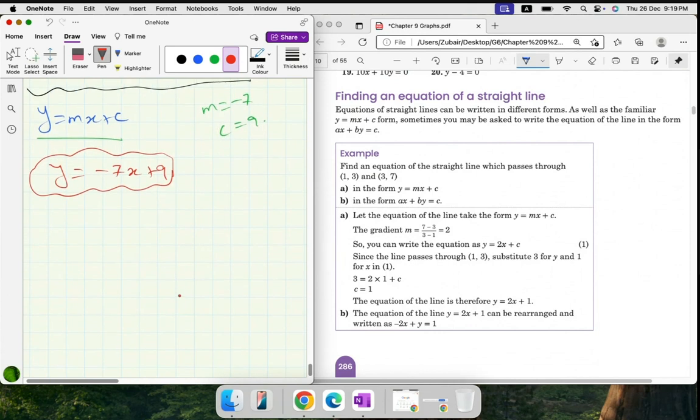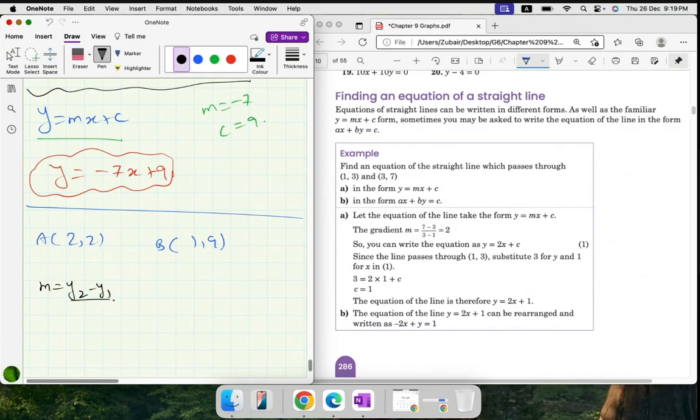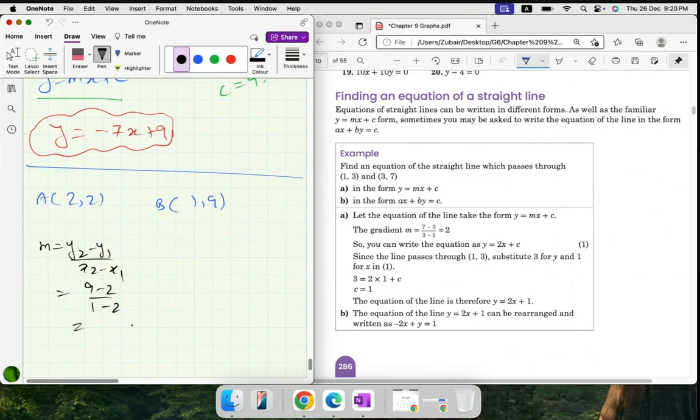The other would be where we are given some coordinates. For example, let's say a coordinate is given 2 comma 2 and another coordinate is given 1 comma 9. So we know y equals mx plus c, we need the gradient. Gradient is y2 minus y1 over x2 minus x1. So 9 minus 2 over 1 minus 2, this is giving me 7 over minus 1. So gradient is minus 7.